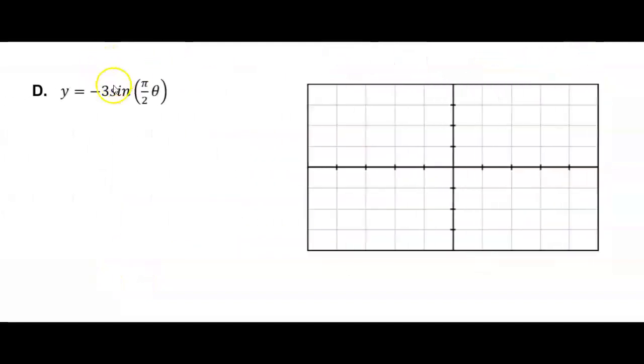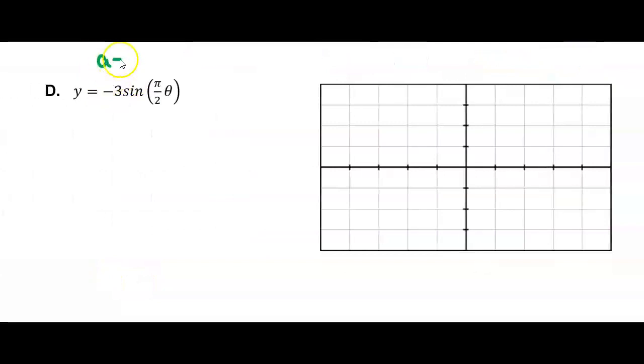Okay, so for example D, again, we have an A value that is negative, and this time our B value is half pi. What does that mean? It means I get half a pi cycles in between 0 and 2 pi. Half a pi, 3.14 divided by 2. All right, I'm going to give myself a little more space here.